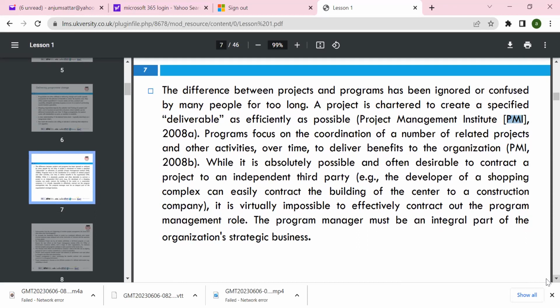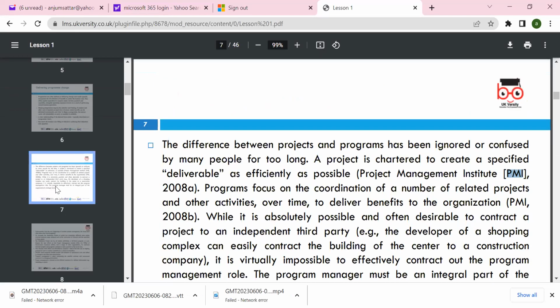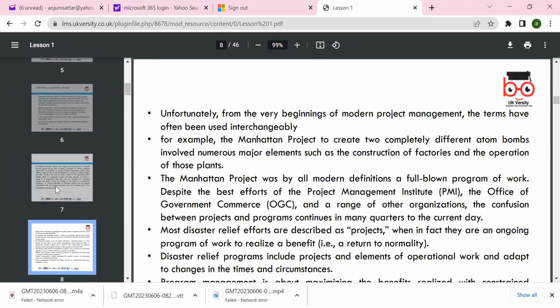Contract to the project independent and the party and develop, shopping complex and easily contract and building of the center of the construction company. An immediate effective contract out. What is a contract? A contract is a legal obligation. A contract can be offer and acceptance. A contract needs to be considerations. So that's to make the contract an integral part of the organization's strategic change. If you want to be changed, strategic means long term.